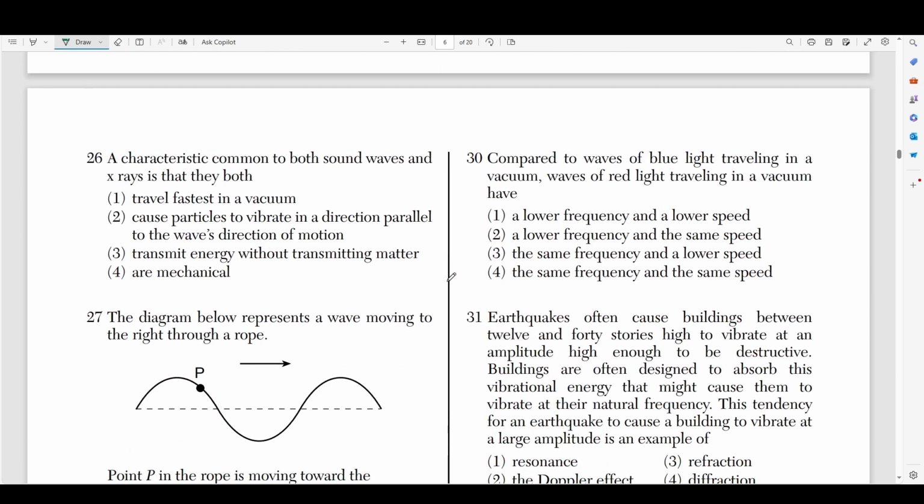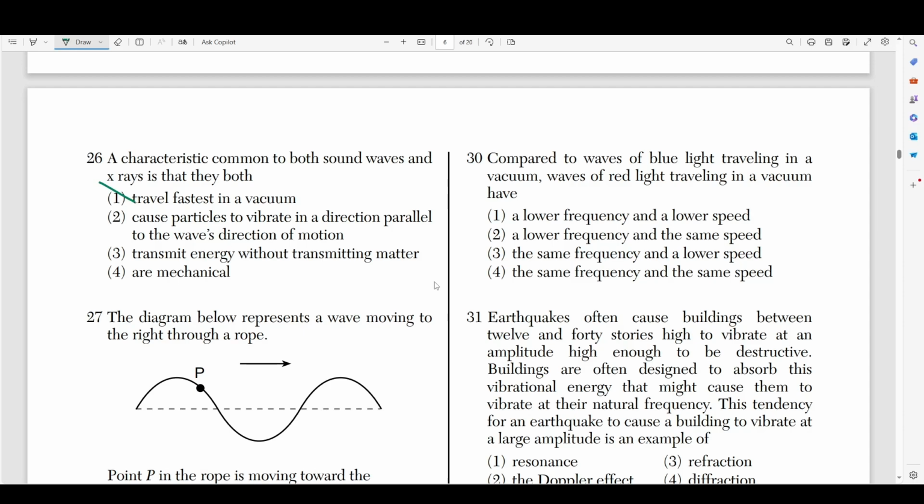Number 26 says a characteristic common to both sound waves and X-rays is that they both what? So yeah, I guess it could be true that they travel fastest in a vacuum, maybe, but we don't know that yet. This would actually be false because sound waves travel fastest when you have a lot of medium, right? When you have a lot of particles in the air, and specifically thick air. That's why sound doesn't really travel that well in space, which is a vacuum, right? Because there are no particles for it to transfer through.